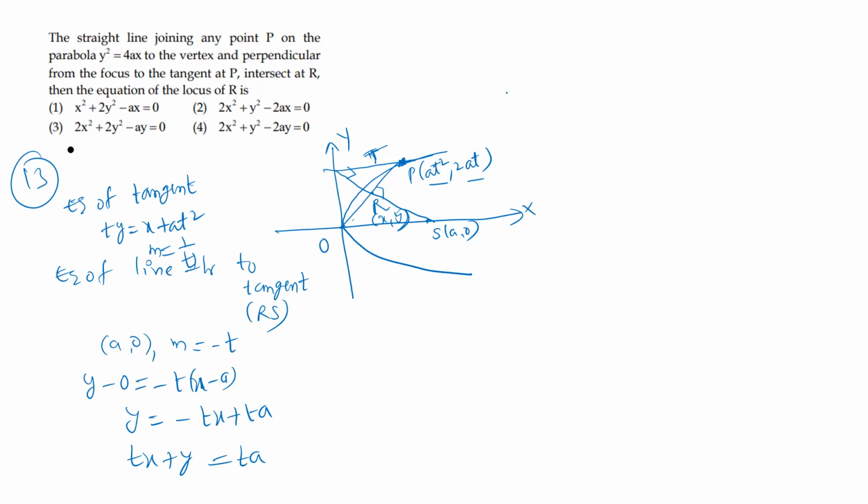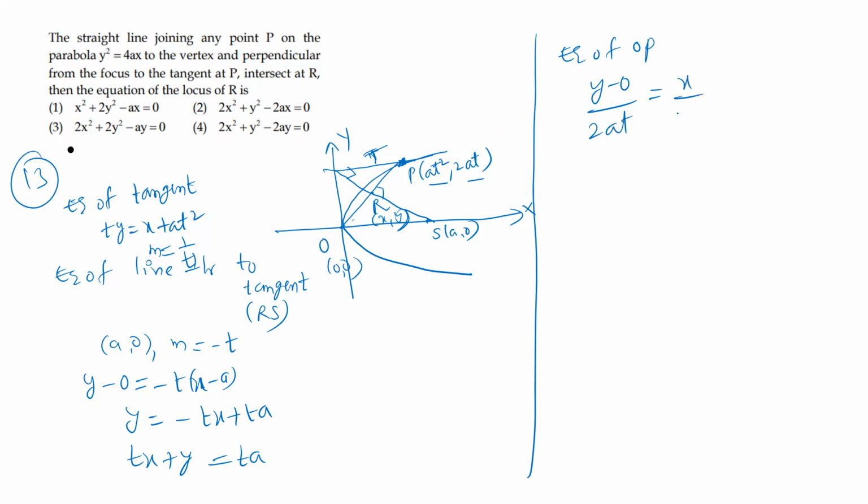Next I will find the equation of OP. O is already 0 comma 0. Now y minus y1 by 2at minus 0, that is 2at, equals x minus 0, that is x by at square. One a cancels, one t cancels, and remaining is ty is equal to 2x. Ty is equal to 2x.